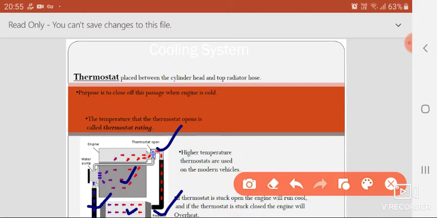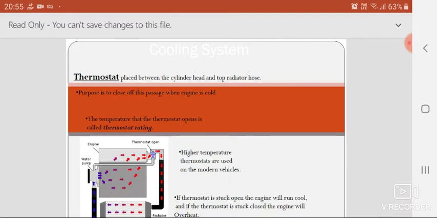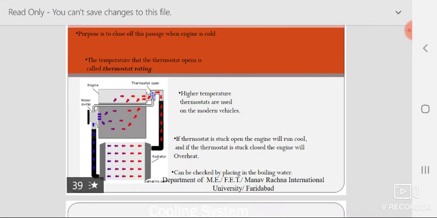It enters the engine at the lower hose, picks up heat, gets heated, and comes back at the upper hose. Now, high temperature thermostats are used here in modern vehicles. If the thermostat is stuck open, the engine will run cool. That means this thermostat continuously senses temperature.